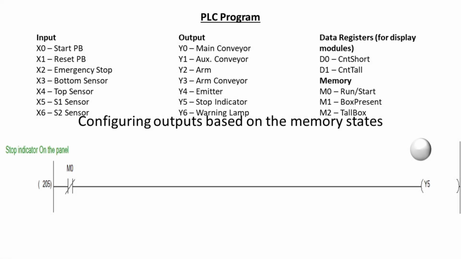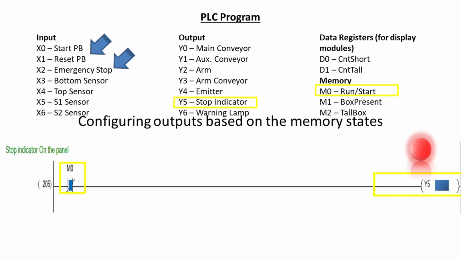When the system is in the stop mode, signified by M0 being in a low state, the stop indicator should be illuminated. To achieve this, we utilize the normally closed contact of M0. When the operator presses either the reset or emergency push buttons, causing M0 to transition from logical 1 to 0, the normally closed contact changes from open to closed, activating the stop indicator.